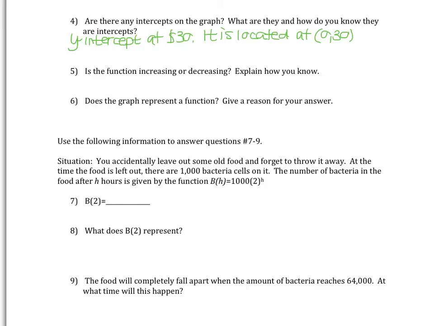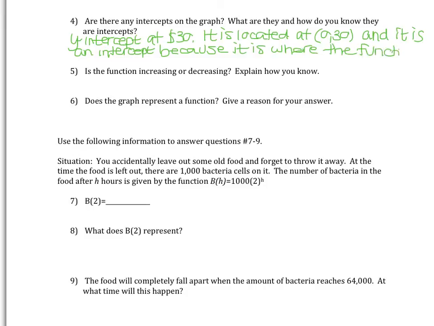And it is an intercept because it is where the function touches or crosses the y-axis. It's when x equals 0.